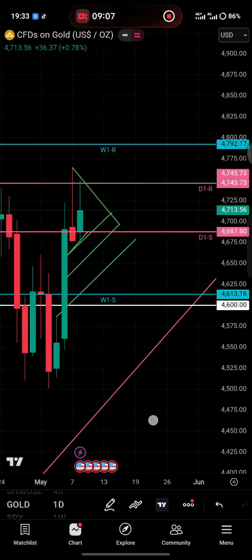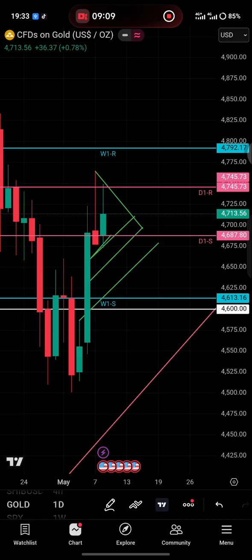So all we need to do is wait for price action to form. If you're going to be selling, wait to sell at the top. If you're going to be buying, wait to buy at the bottom, right? You may not be able to buy at the very bottom or sell at the very top, but at least you buy based on the price action.